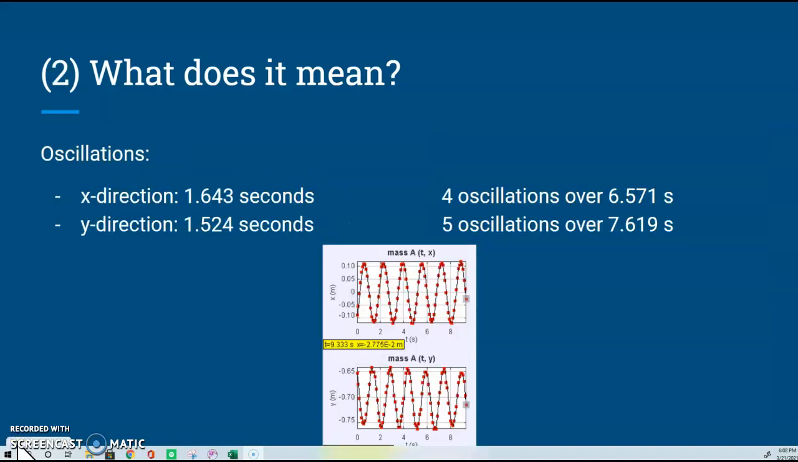I could also use the data to calculate the periods in the x and y directions. For 4 oscillations in the x direction over 6.571 seconds, the period is 1.643 seconds. For 5 oscillations in the y direction over 7.619 seconds, the period is 1.524 seconds. I calculated this by finding the difference in time over full oscillations in the graphs as they return to minimum points. I then divided this time by the number of oscillations to find the period.